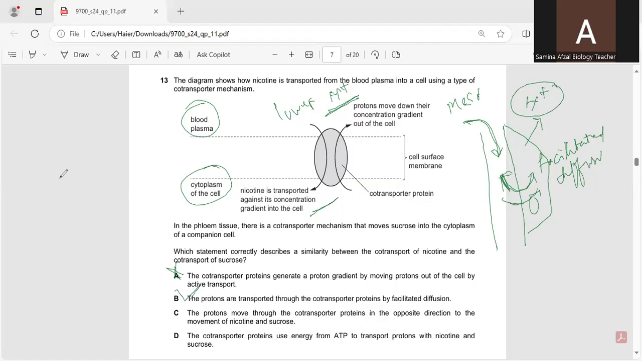The protons move through the co-transporter proteins in the opposite direction to the movement of the nicotine. No, they will move in the same direction over here, so it is different in both of these cases. The co-transporter proteins use energy from ATP? They don't use energy. They move with the help of facilitated diffusion, so they don't need energy. So it is also the incorrect option. Only B is the correct option in question number 13. So we will move towards the next question, number 14.